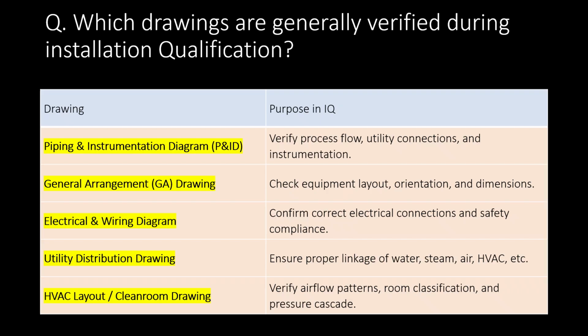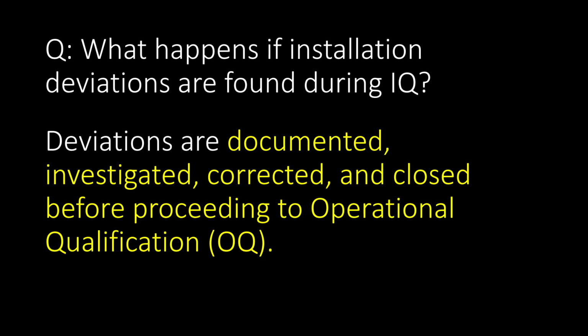Which drawings are generally verified during installation qualification? Piping and instrumentation diagram, that is P and ID diagram, general arrangement, that is GA drawing, electrical and wiring diagram, utility distribution drawing, and HVAC layout or clean room drawings. What happens if installation deviations are found during IQ? Deviations are documented, investigated, corrected, and closed before proceeding to operational qualification, that is OQ.